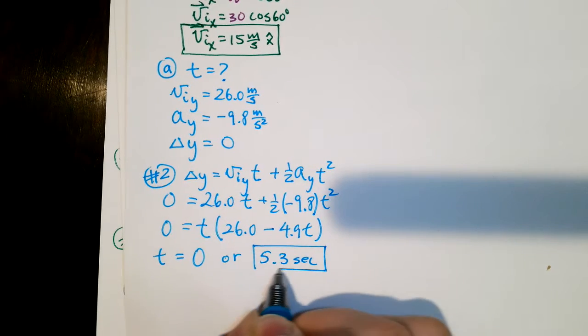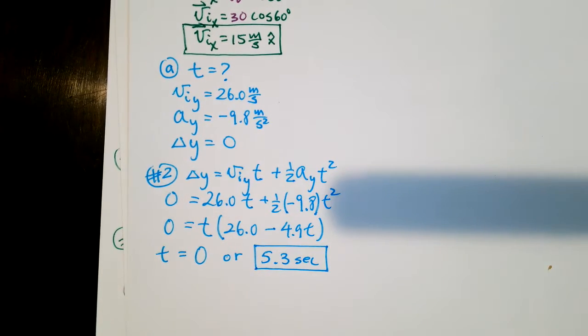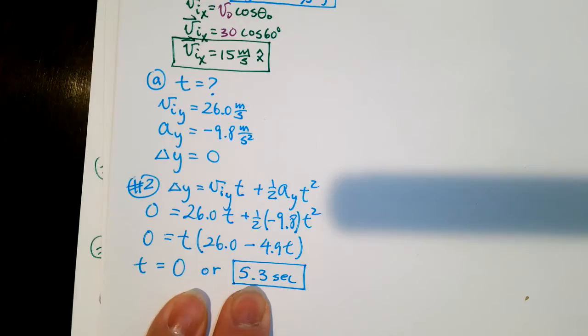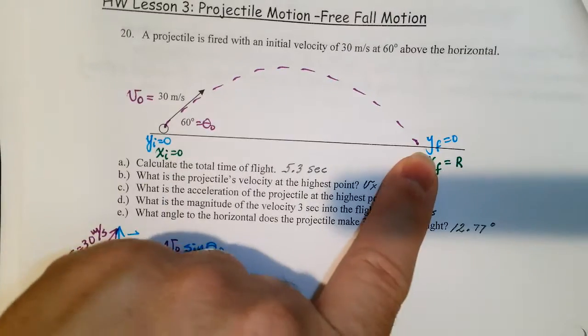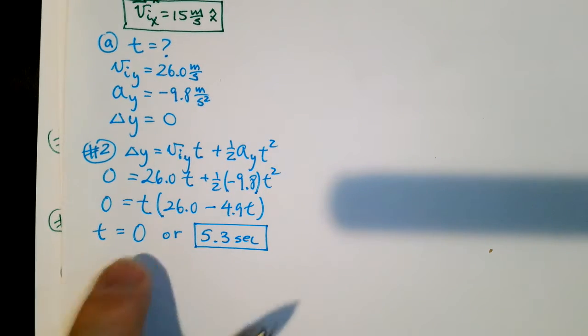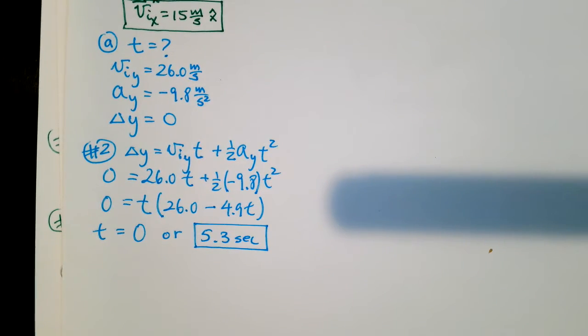If you don't see how I got this, come and see me after school. We'll have a nice long talk. Now, this makes perfect sense. Why? At t equal to 0, my position y is 0. At 5.3 seconds later, my position y is also 0. Therefore, total time of flight is 5.3 seconds, obviously not 0. All right? So that's done.